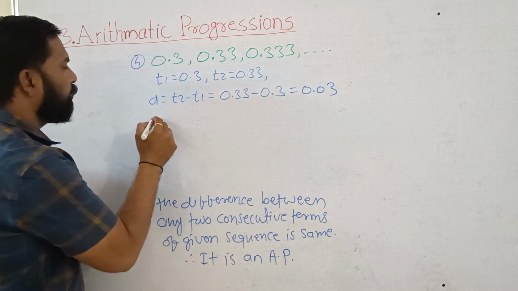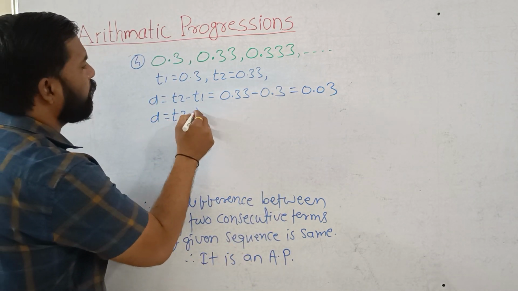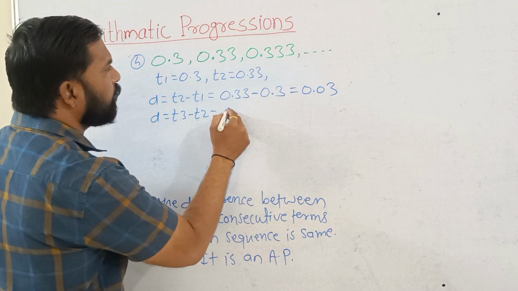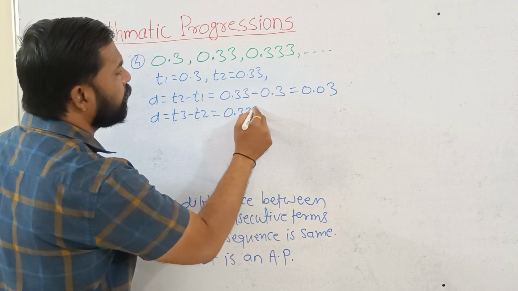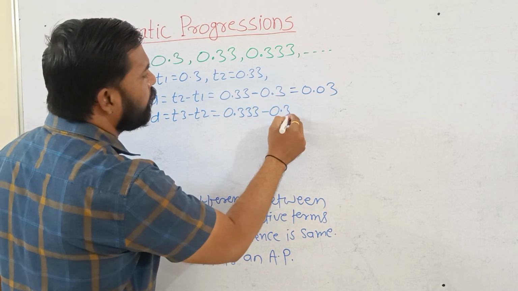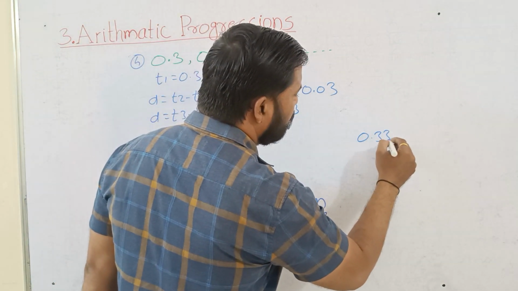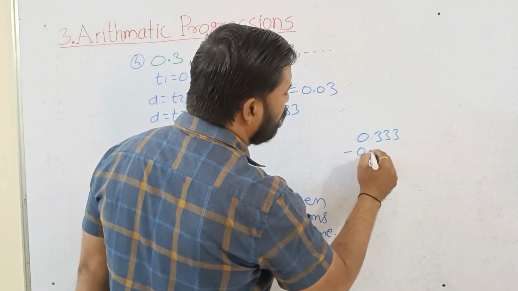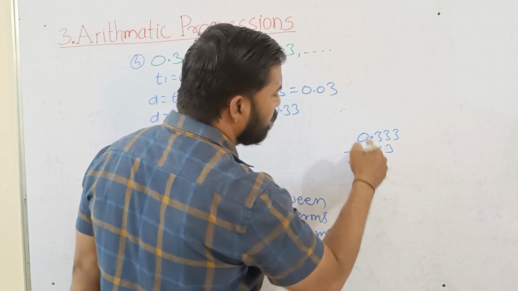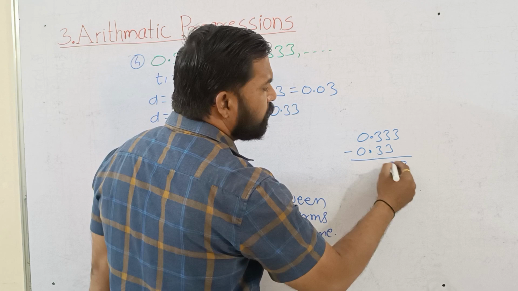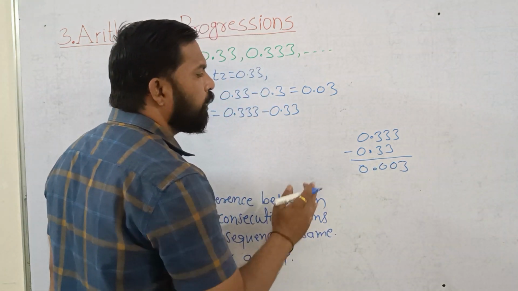0.03. D is equal to T3 minus T2. What is T3? 0.333 minus 0.33. The same thing you have to do. I have maintained decimal point below the decimal point. 3 as it is, 0, 0. So 0.003.